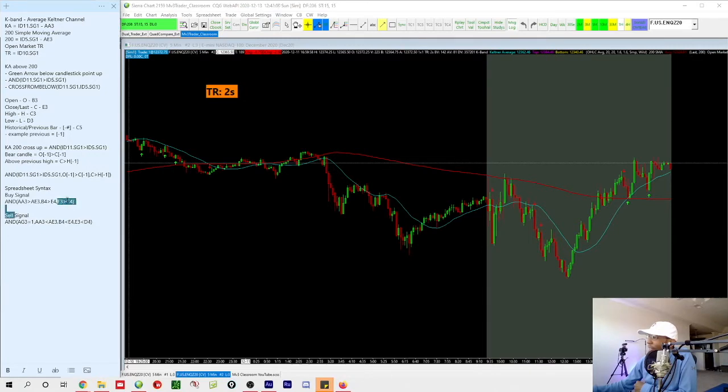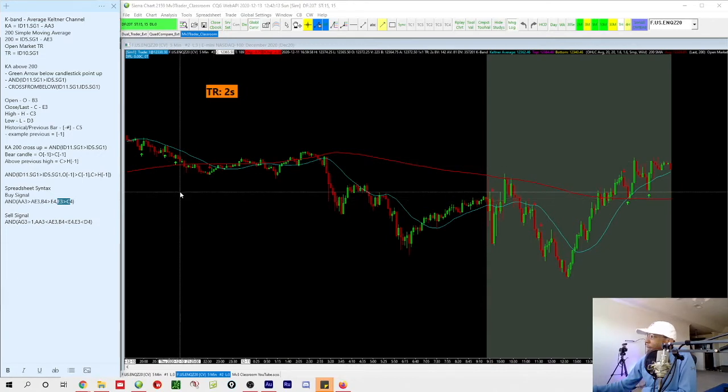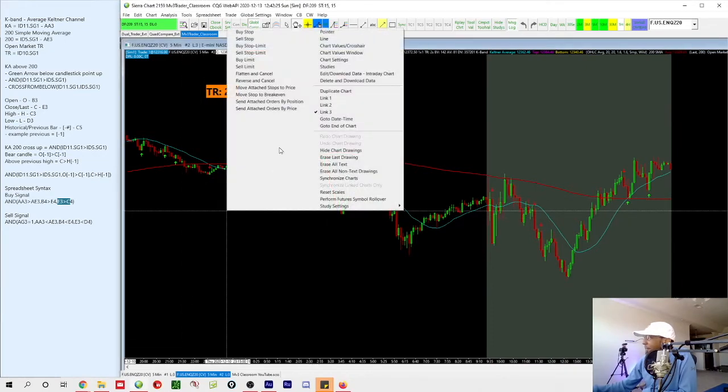So the signal is actually going to be the entry. I'm just keeping it very simple for this example so that the focus is not so much on the strategy, but rather on how to use this strategy to automate our trades within Sierra Chart. So let's go into our studies.